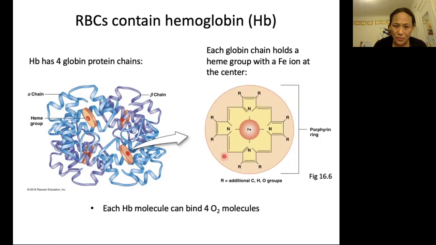This is a picture of a heme group. At the center of the heme group is an iron ion, and that iron ion is the binding site for oxygen on the hemoglobin. Since we have 4 subunits that each hold a heme group, that means each hemoglobin molecule can bind 4 oxygen molecules.